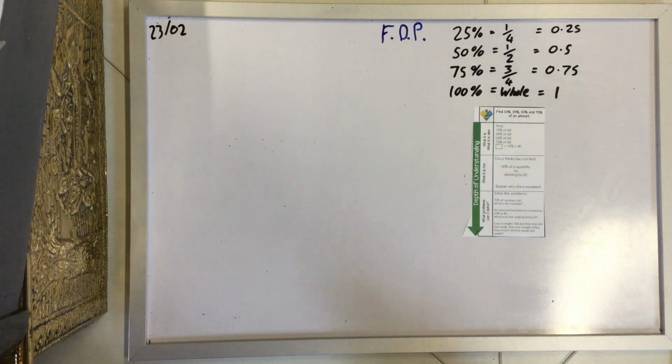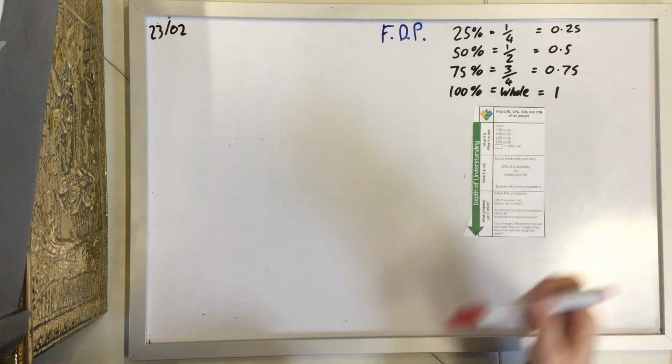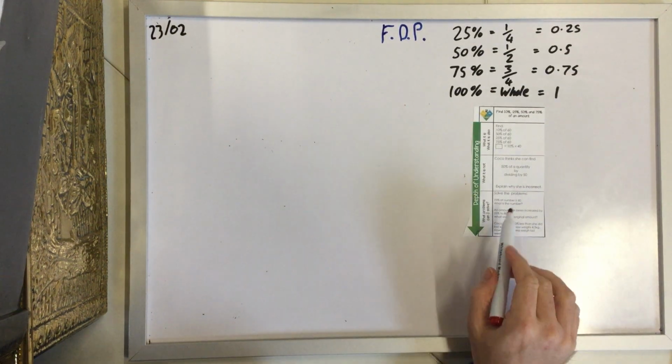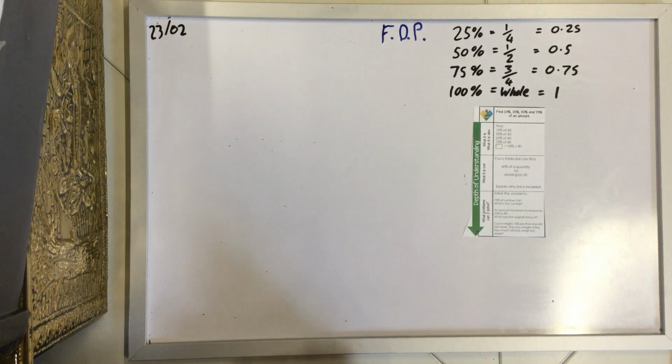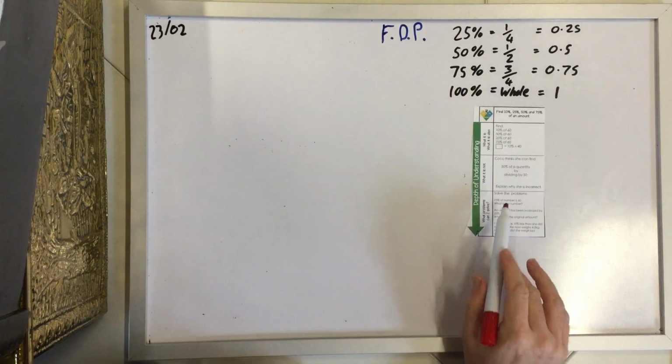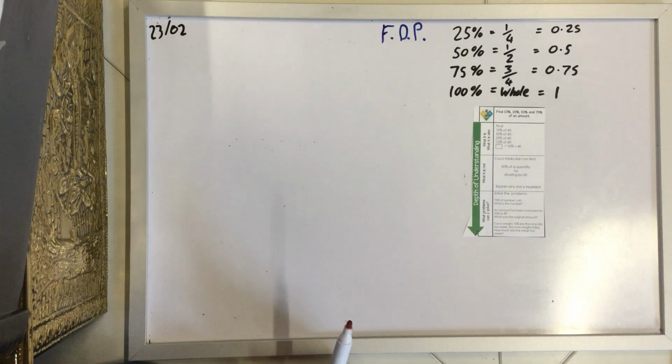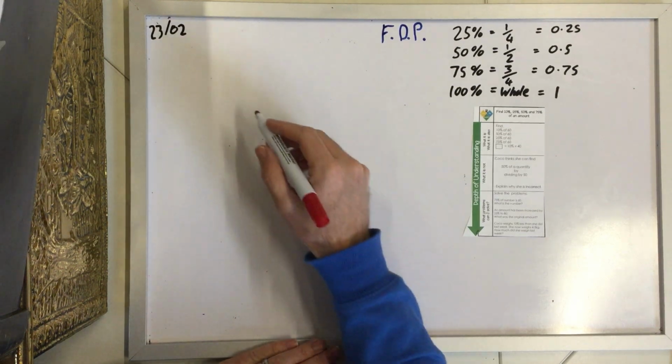Okay, for the greater depth questions today, this video is where we're solving these problems. These just involve thinking a little bit differently and a bit of scaling as well. So the first one: 75% of a number is 60. What is the number?